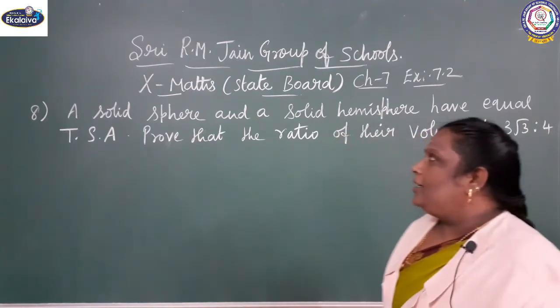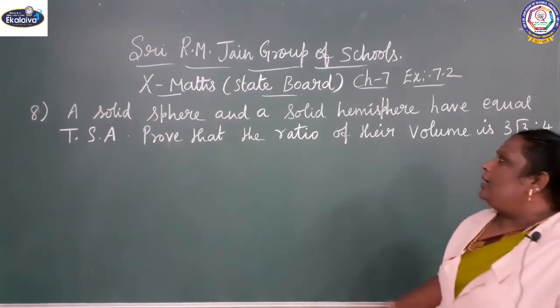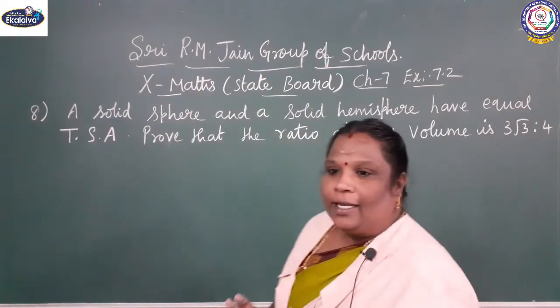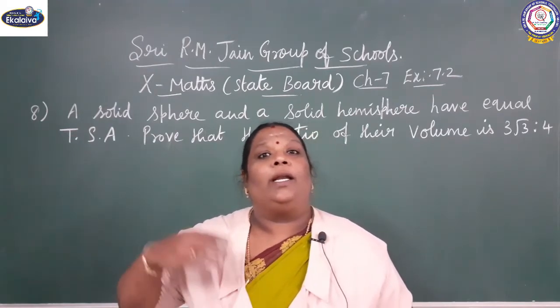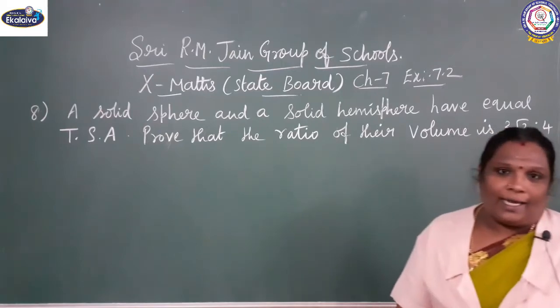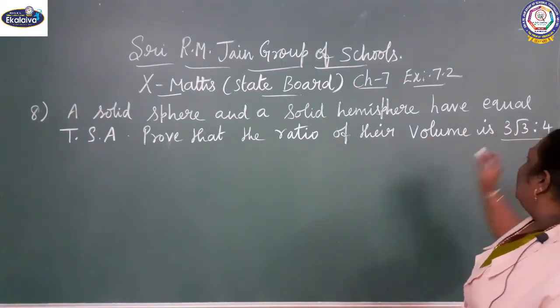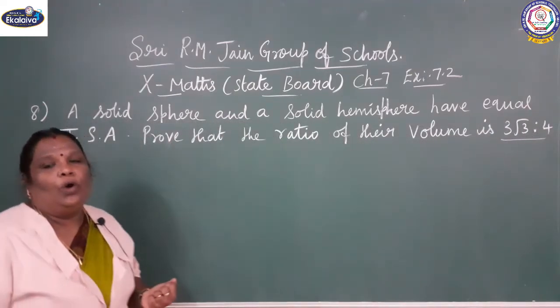See, this is 10th standard maths, state board, chapter 7, exercise 7.2, 8th sum. A solid sphere and a solid hemisphere have equal total surface area. What is the formula for total surface area? Sphere is 4 pi r square and hemisphere is 3 pi r square. Prove that the ratio of their volume is 3 root 3 is to 4.